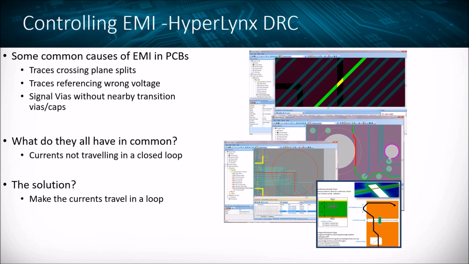Okay, so what are some common issues for EMI? I'm just going to show how HyperLynx DRC can help identify and fix these issues in the layout tool.